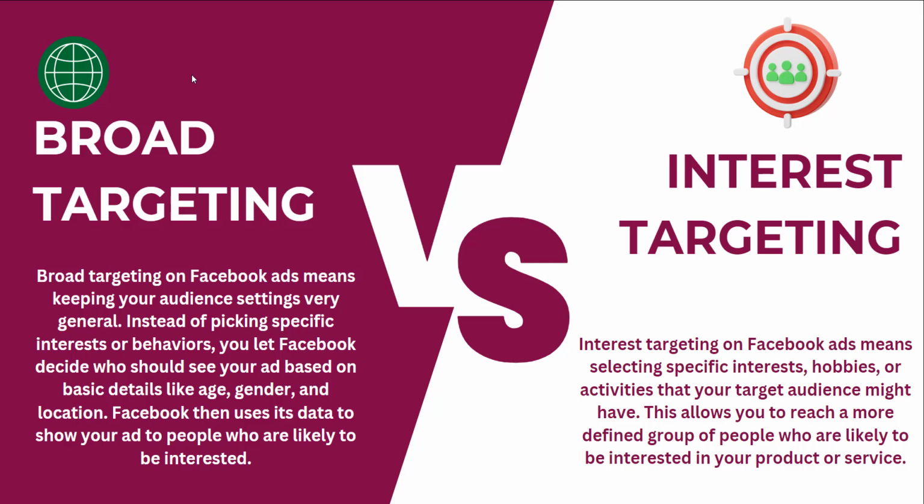Broad targeting on Facebook ads means keeping your audience settings very general. Instead of picking specific interests or behaviors, you let Facebook decide who they will show your ads to based on different details like age, gender, and location. So Facebook uses this data to show your ads to the people who are likely to be interested in what you have to offer. So when it comes to broad targeting, just like the name implies, you're allowing Facebook to do most of the heavy lifting for you. You're just giving them a little bit so that it doesn't go over the board. Now you're just streamlining it by giving them the locations you want, the age range, and the gender.